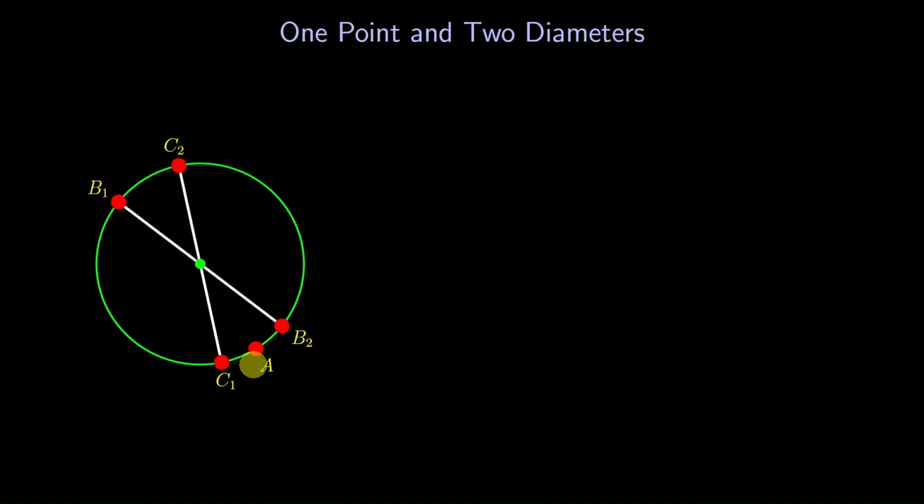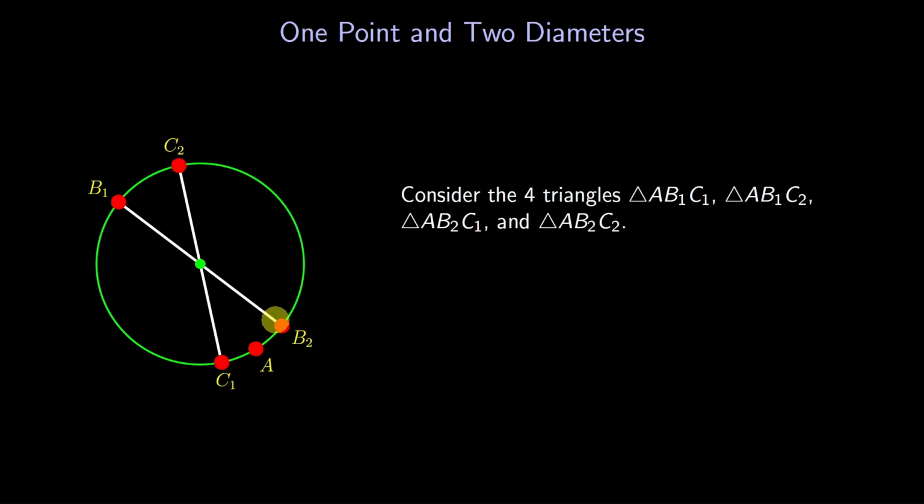Now here's what we'll do. We'll consider 4 triangles in this picture. We'll choose as one vertex point A. The second vertex will be either B1 or B2. The third vertex of the triangle will be either C1 or C2. That will create 4 different possible triangles. So here's our question. Of those 4 triangles, how many are acute?